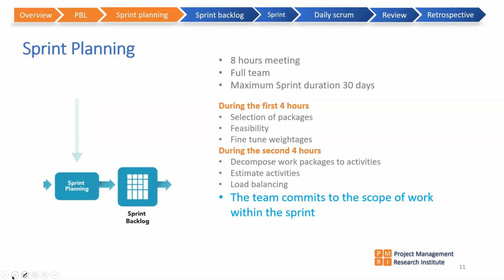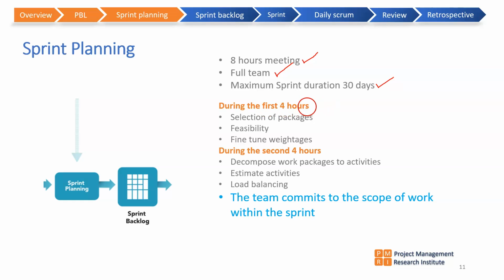Then the sprint planning meeting. The duration of a sprint planning meeting for 30 days of work is 8 hours. The full team must be present, and the maximum sprint duration is 30 days. Some teams run with 10 days or 14 days. Some teams run with 30 days. The only rule here is you should not be changing the sprint duration very often.